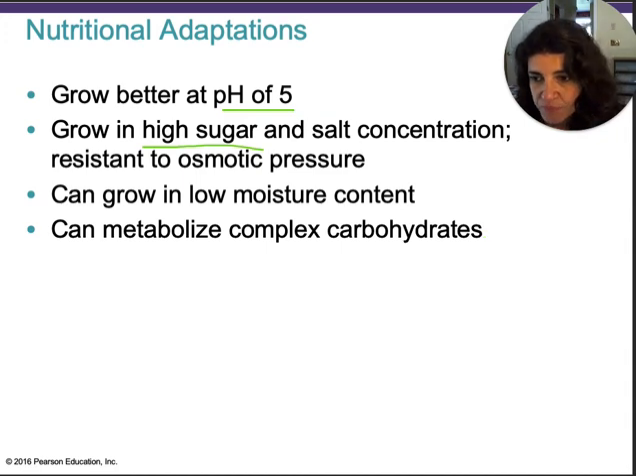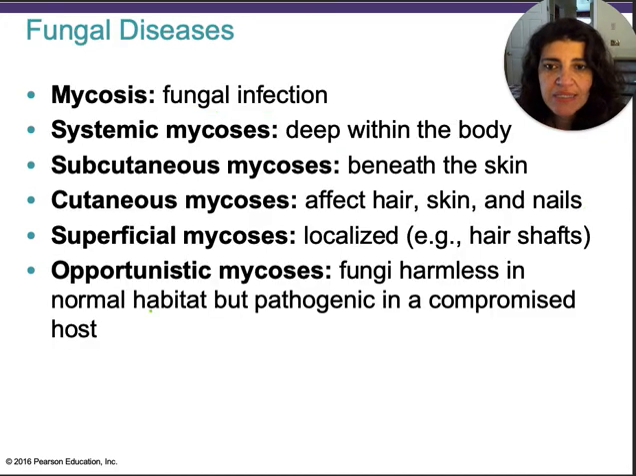When you talk about fungi diseases, mycosis, fungi infection. A systemic mycosis is deep in the body in some internal organ. Subcutaneous is on the skin or right beneath the skin. Cutaneous is on the skin, affecting hair, skin, and nails. Superficial is when it's localized on the skin but not diffused.